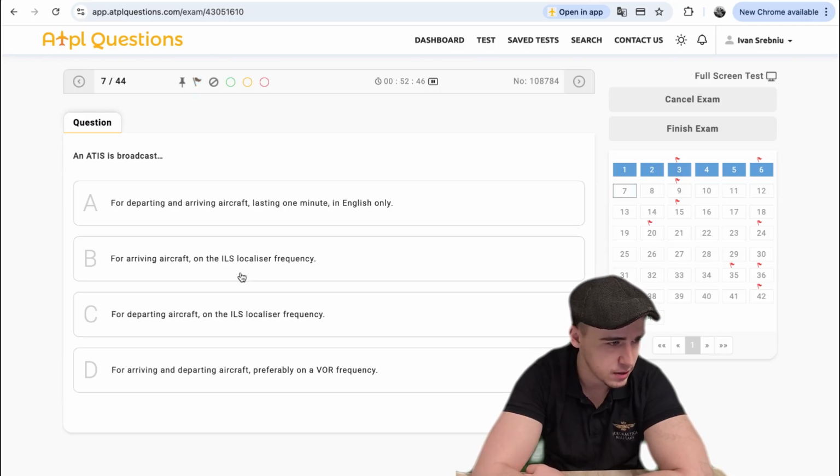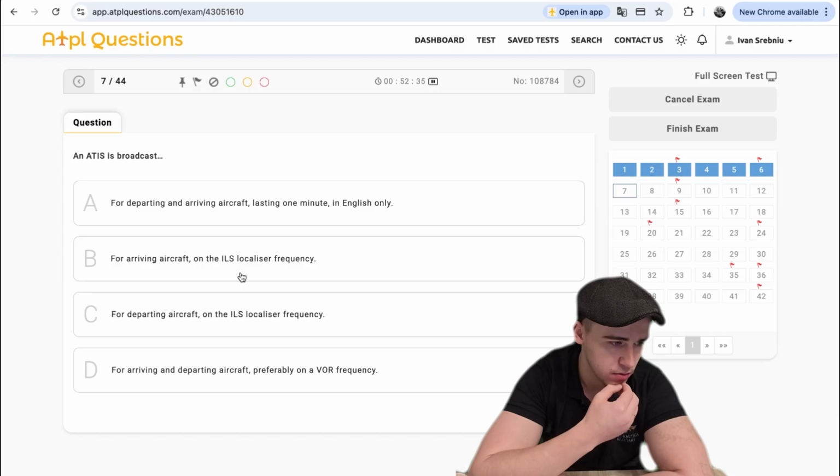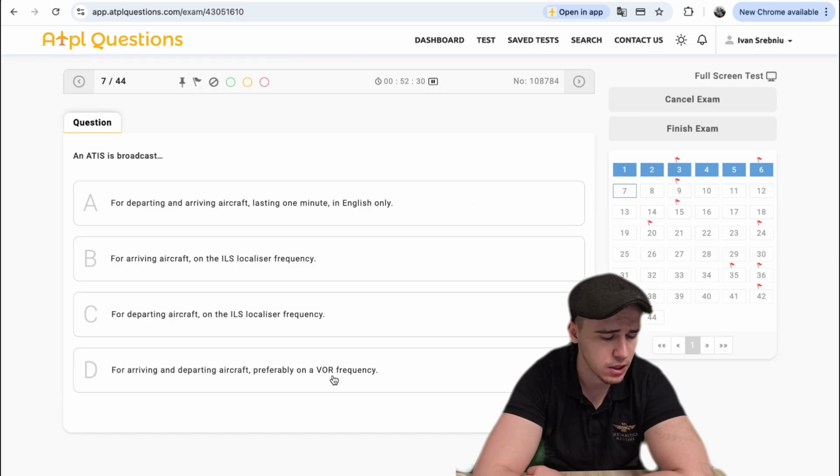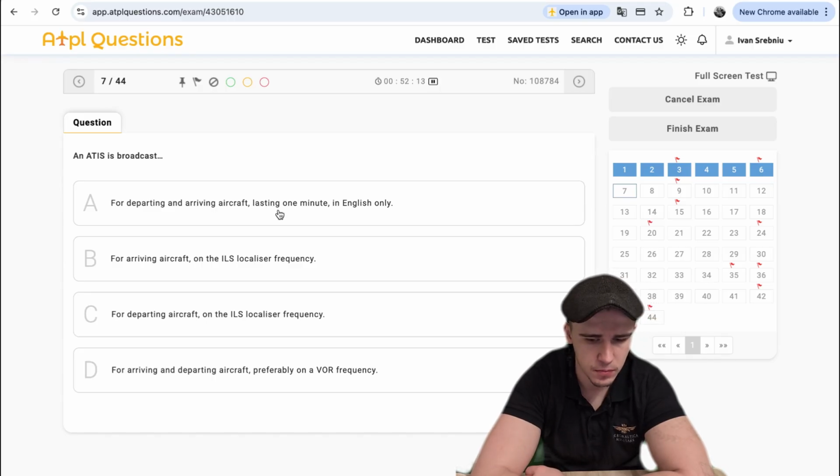Question 6. An ATIS is broadcast for departing and arriving aircraft, lasting 1 minute. For departure aircraft, for arriving aircraft. Yes, it must always be in English, and it's for departing and for arriving aircraft. So B and C are not correct. ATIS can last more than 1 minute, so this one is on a VOLMET frequency.